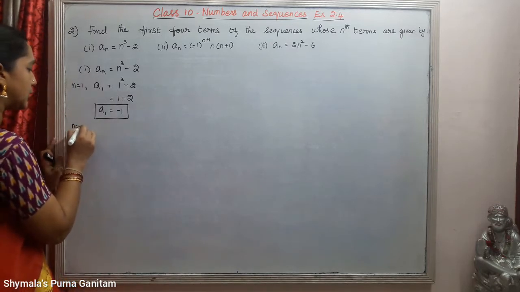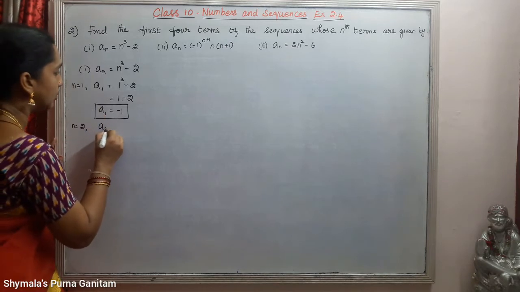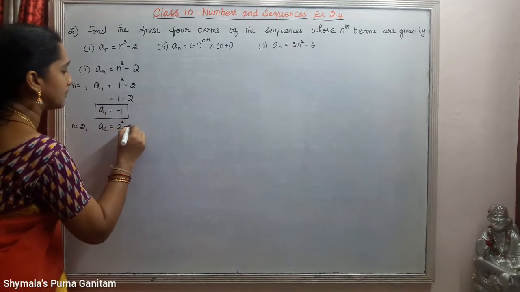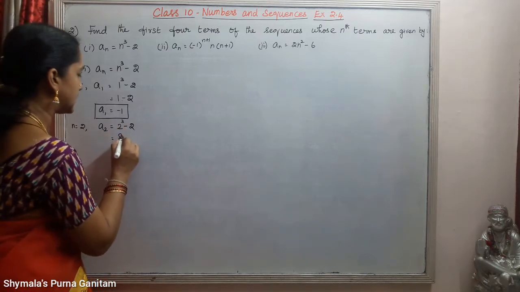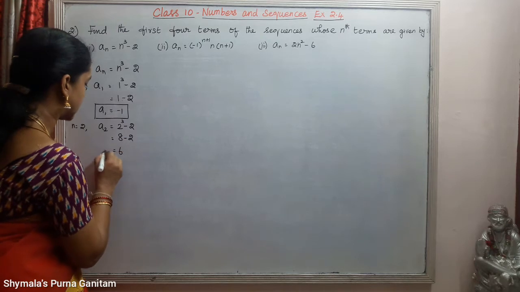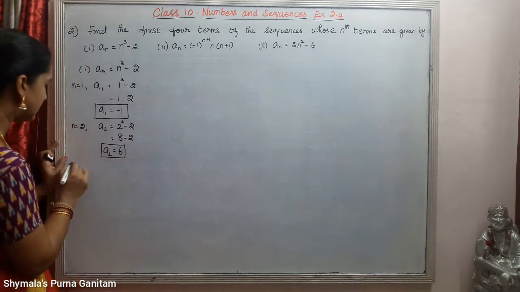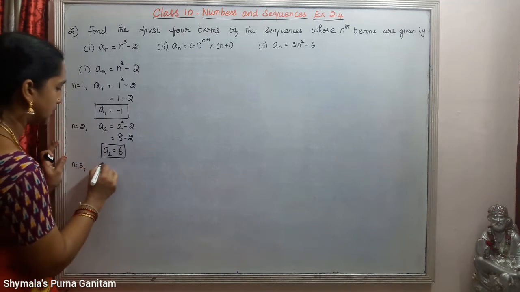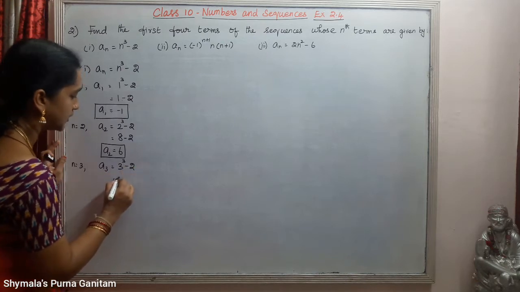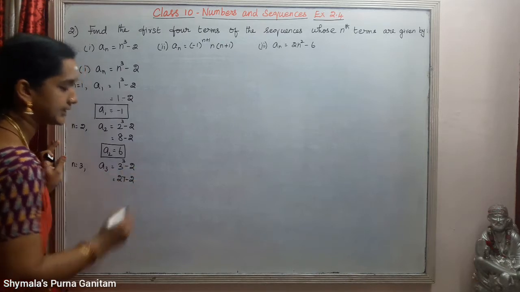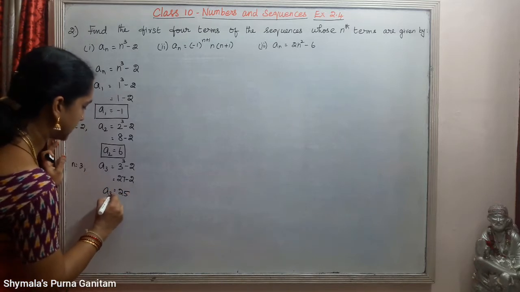Then n is equal to 2. Instead of n, substitute 2. So a2 is equal to 2 cube minus 2. 2 cube is 2 2s are 4, 4 2s are 8. 8 minus 2 is 6. So a2 is equal to 6, the second term. Then n is equal to 3. So a3 is equal to 3 cube minus 2. 3 3s are 9, 9 3s are 27, minus 2, so that is 25. So this is a3.